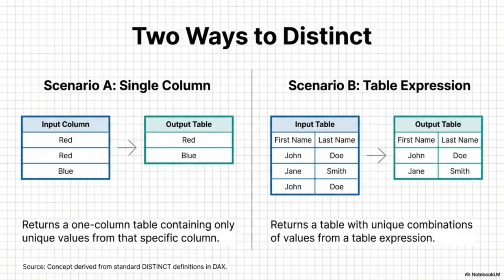There are two main scenarios where DISTINCT is used. Scenario A is a single column. Here DISTINCT simply removes duplicates from one column and returns the unique values. Scenario B is a table expression. Instead of one column, we can pass a table or multiple columns. In that case, DISTINCT returns unique combinations of rows. This is extremely useful when working with composite keys or multiple attributes.